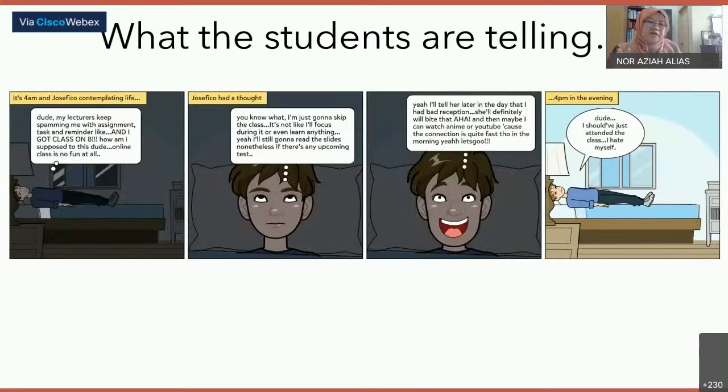So let's look at some of the things that the students are telling us. This was in May or June last year. I got one of my students to use Pixton to talk about the issues. Look at what the students are saying here. "I'm just going to skip the class. It's not like I focus during it or even learn anything. I'm still going to read the slides nonetheless, if there's any upcoming test. And I'll tell her later in the day that I had bad reception. She definitely will bite." See, the students were actually thinking of us that way.